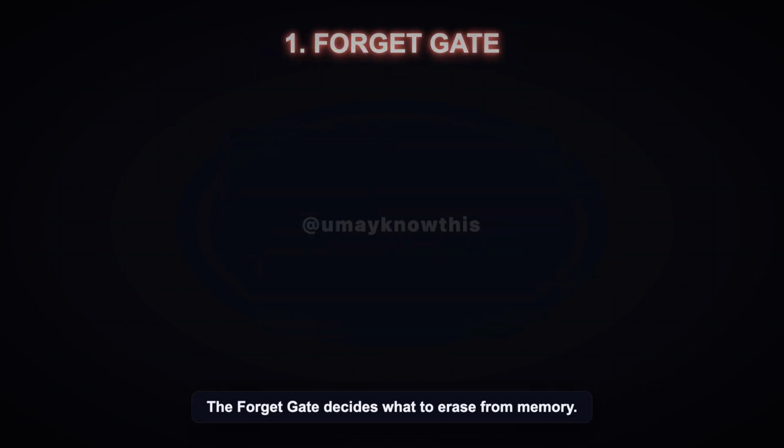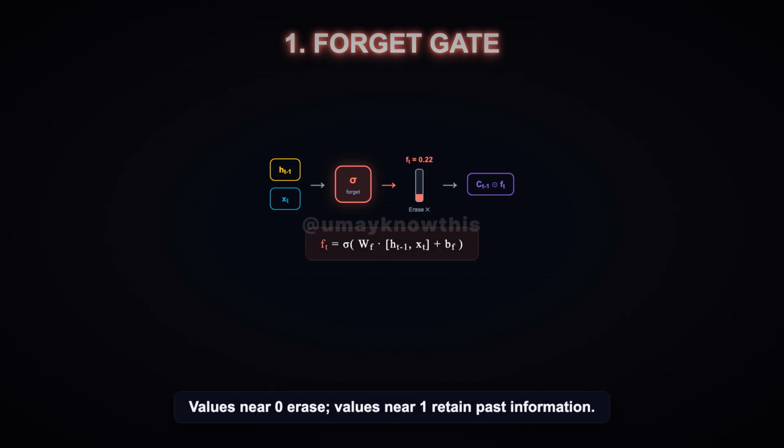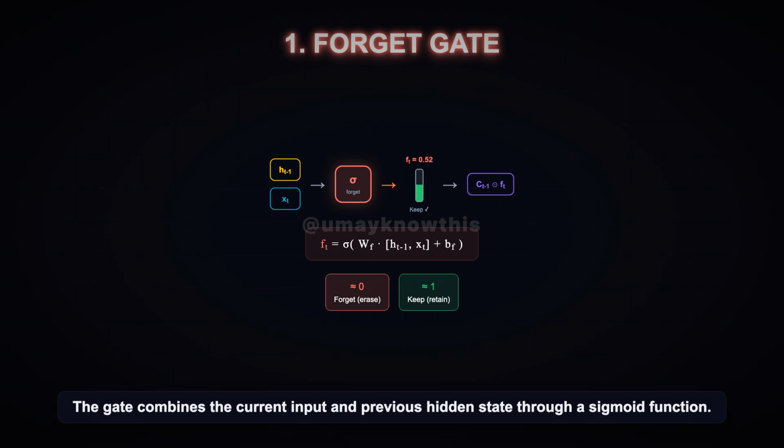The first gate is the forget gate. It decides which information from the previous cell state should be thrown away. It looks at the previous hidden state and the current input, and outputs a number between 0 and 1 for each value in the cell state. Values close to 0 get erased. Values close to 1 get kept. The equation is Ft equals sigma of Wf times the concatenation of Ht-1 and Xt, plus the bias Bf. The sigmoid function ensures the output acts like a soft switch, selectively filtering memory.